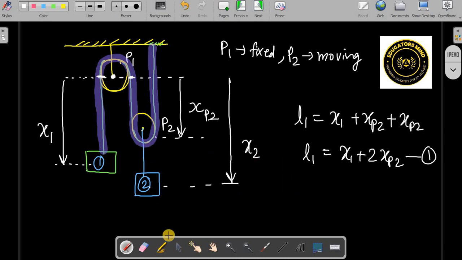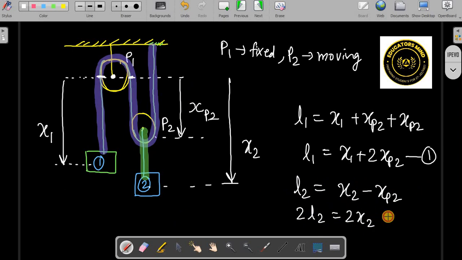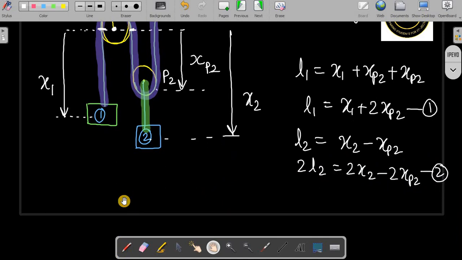So that means the second string length will be L2. What will be that length L2? That length L2 will be x2 minus xp2, right? You can multiply this by 2, so 2L2 is equal to 2x2 minus 2xp2. This is the second equation. Now add both these equations.